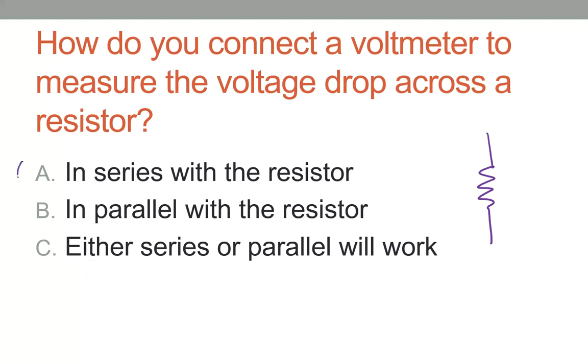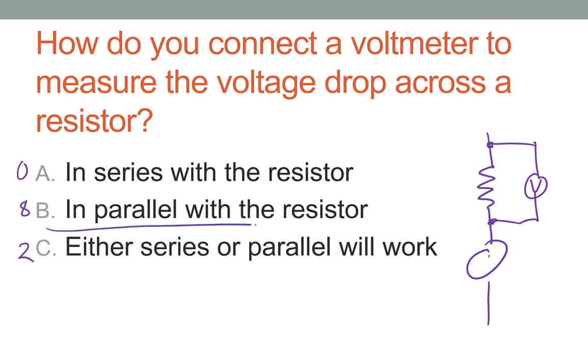So we had 0, 8, and 2 for our answers. Series will not work. If you put the voltmeter here, you have no knowledge about what the difference was across the resistor. Voltage is measured across the resistor. So voltage has to be measured in parallel.